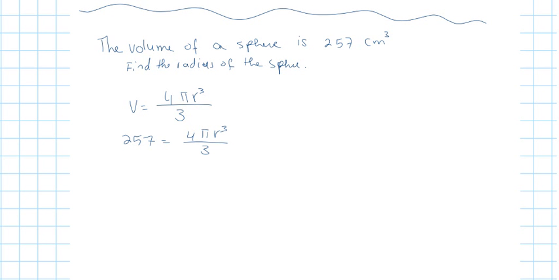I've seen people who did it step by step. First, they multiplied by 3, then they divided by 4, then they divided by pi, right? Which is good. That's fine. If that's how you want to do it, step by step so you see what you're doing, I'm totally okay with that. I'm going to write it in one step. So I'm going to multiply by 3, and then we're going to divide by 4 pi. Make sure that when you're dividing by 4 pi, you're putting it in brackets. Okay? And that's going to leave you with r cubed.